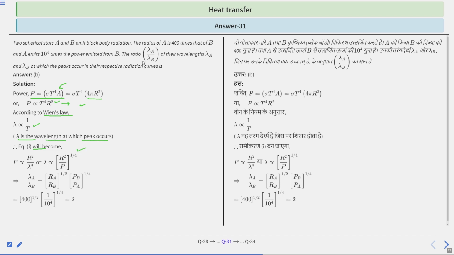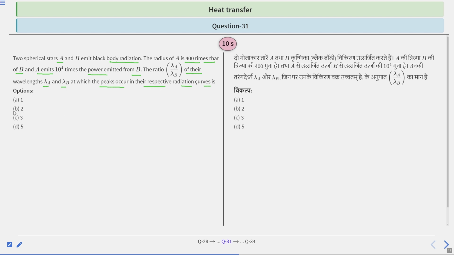So solving for the ratio of lambda A divided by lambda B, lambda A divided by lambda B is equal to RA divided by RB whole power 1 by 2, multiplied by PB divided by PA whole power 1 by 4. After solving, you will get 4 whole power, 400 whole power 1 by 2, multiplied by 1 divided by 10 raised to the power 4 whole power 1 by 2. Solving these two terms, you will get 2. Clear? So the correct answer is 2. This one is correct.